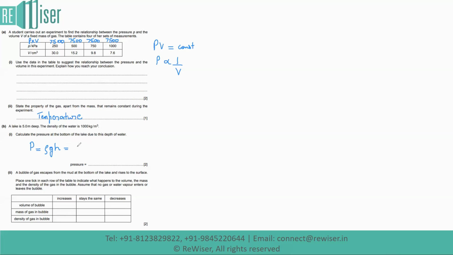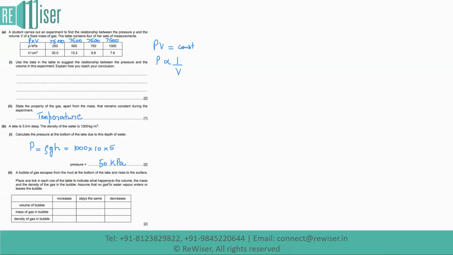So substituting, density is 1,000 kg per meter cube. G is a value taken from the data booklet as 10, and height H is 5, giving us the value of pressure as 50 kilopascal. Moving on, a bubble of gas escapes from the mud at the bottom of a lake and rises to the surface. Place one tick in each row to indicate what happens to the volume, the mass, and the density of the gas in the bubble. Assume that no gas or water vapor enters or leaves the bubble.